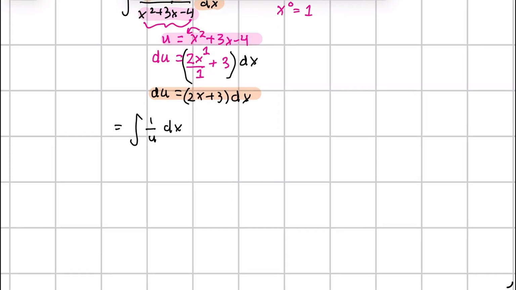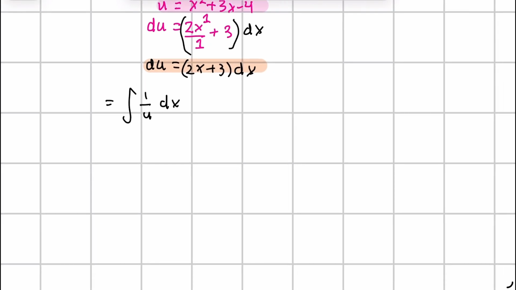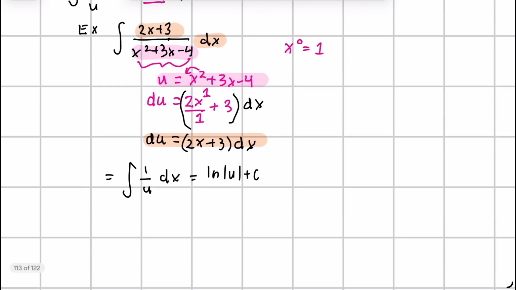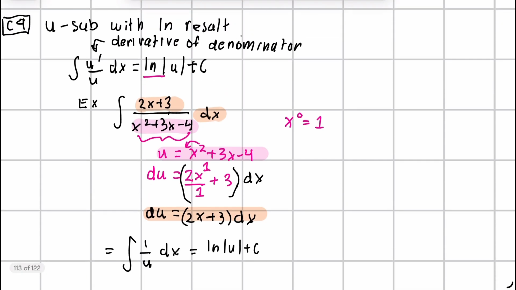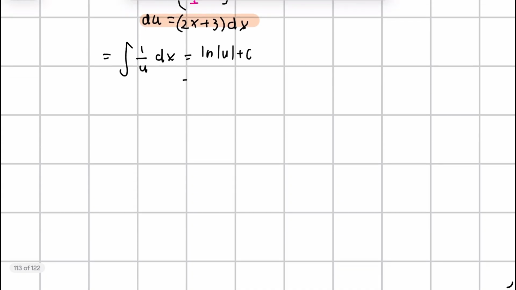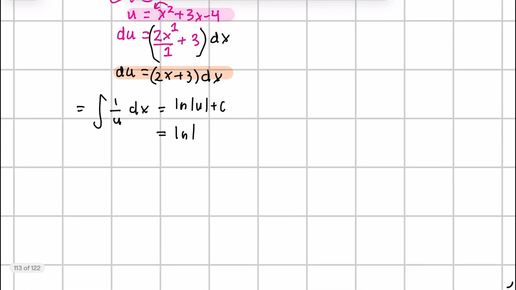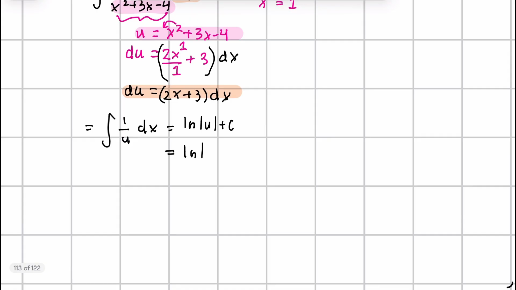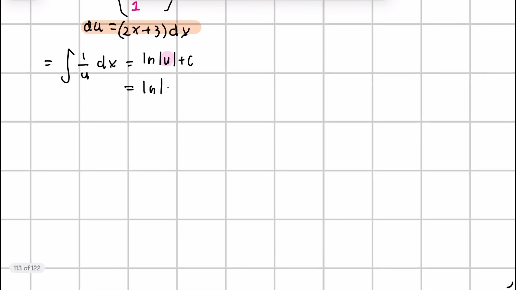And if you remember earlier, when you have 1 over x times dx, or 1 over variable, whatever you choose to be your variable for substitution, right? This is equal to the natural log of u plus c. So that's basically the reason why we can use this u sub with natural log result, right? So then we know that u was equal to what we just wrote over here, right? So now we're going to write natural log of x squared plus 3x minus 4 plus c.